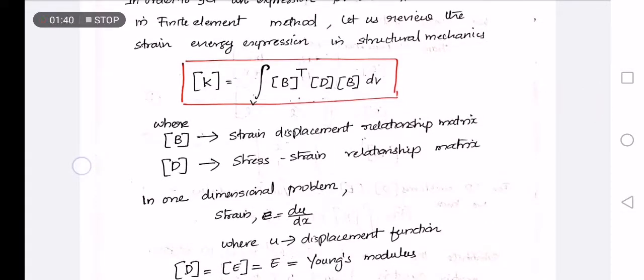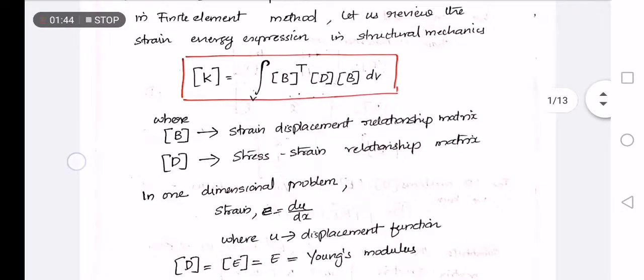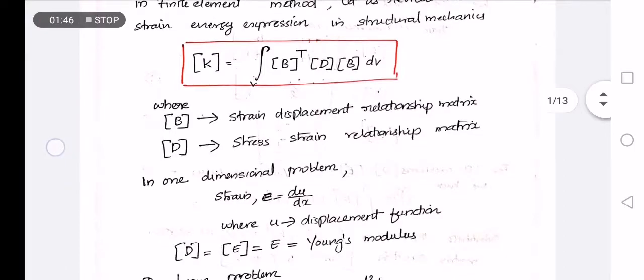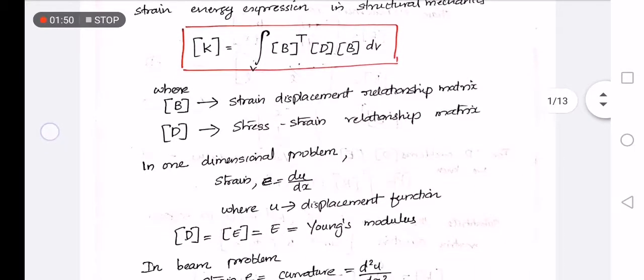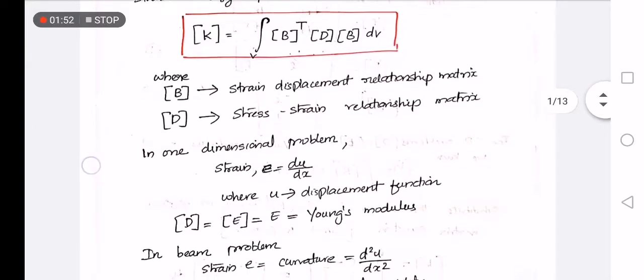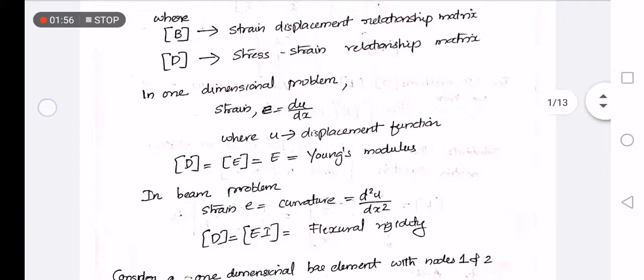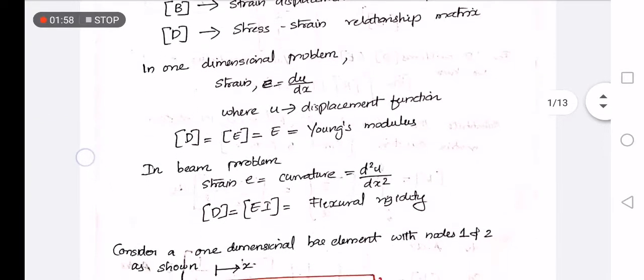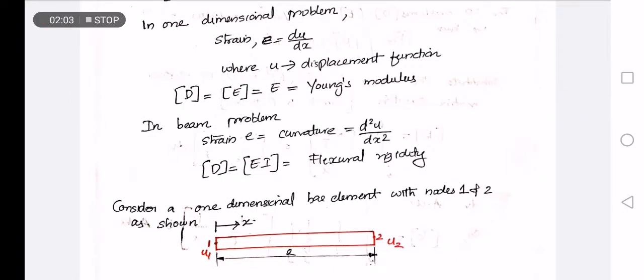So the strain is equal to epsilon is equal to du by dx, you know, where u is the displacement function. And in one dimensional problem, the elasticity matrix, that is the stress strain relationship matrix, is equal to Young's modulus E. For beam problems, the stress strain relationship matrix, that is D, is the flexural rigidity. Okay. So we are dealing with one dimensional problems only.